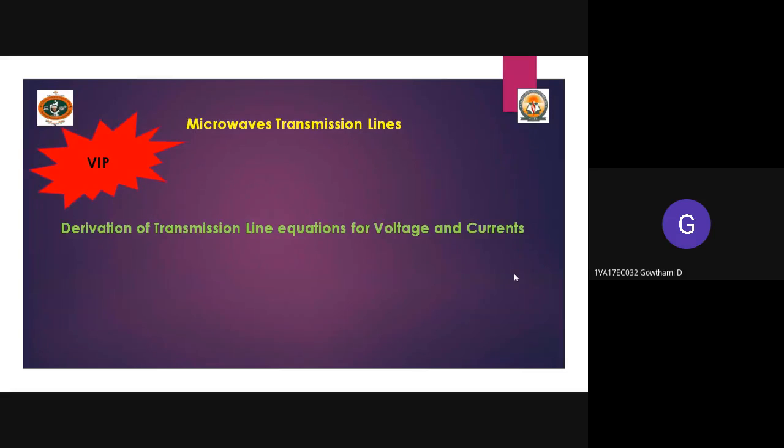Today we'll be discussing the derivation of transmission line equations for voltage and current. This is a very important question because it has come up several times. This is a derivation for microwave transmission line equations, basically not the normal one. We have to understand that microwave transmission lines are different from normal transmission lines.